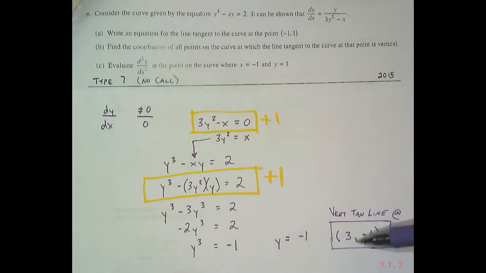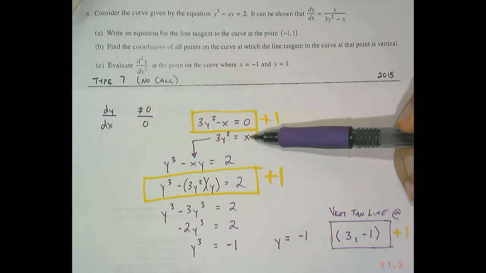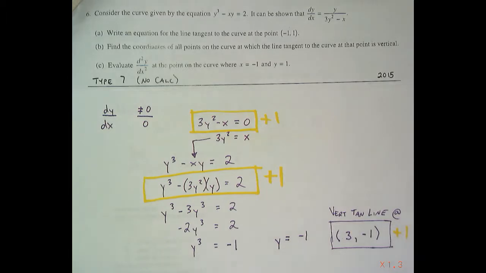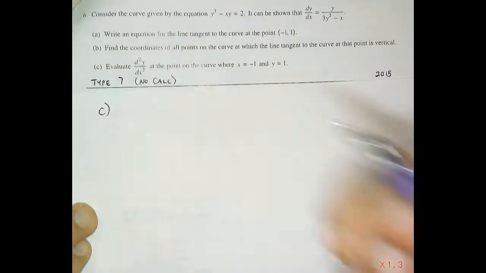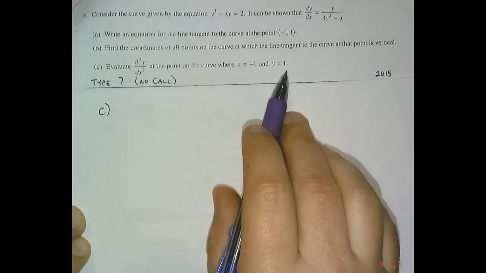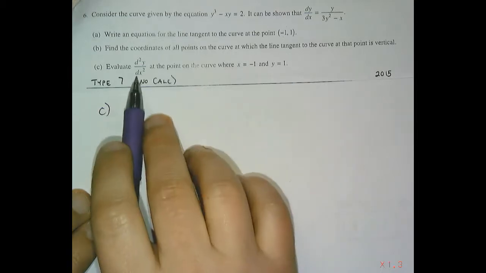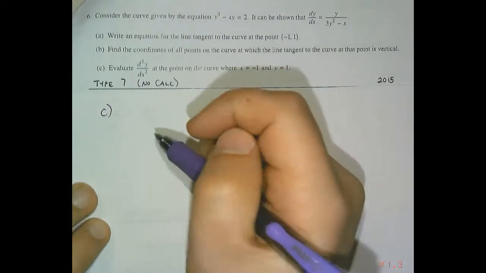As a quick reminder, this 3 came from plugging -1 into this equation. 3 times -1 squared is 3. So that's how you get the exponent. Part C. Evaluate the second derivative at the point -1, 1. This means we're going to need to find the derivative of the derivative.